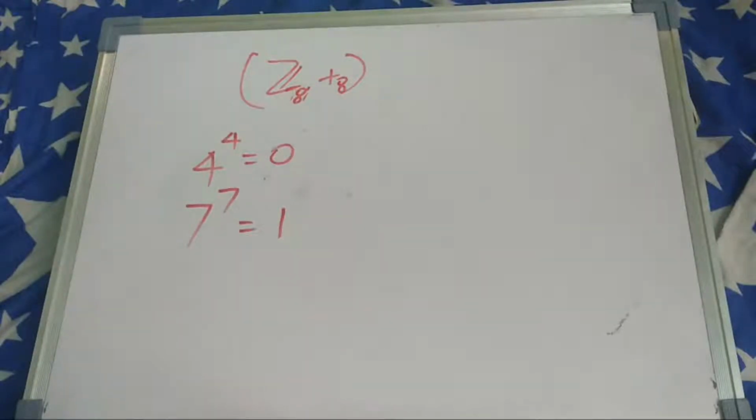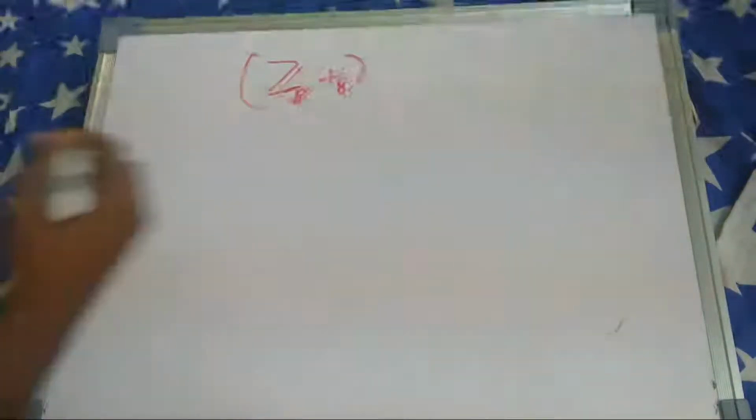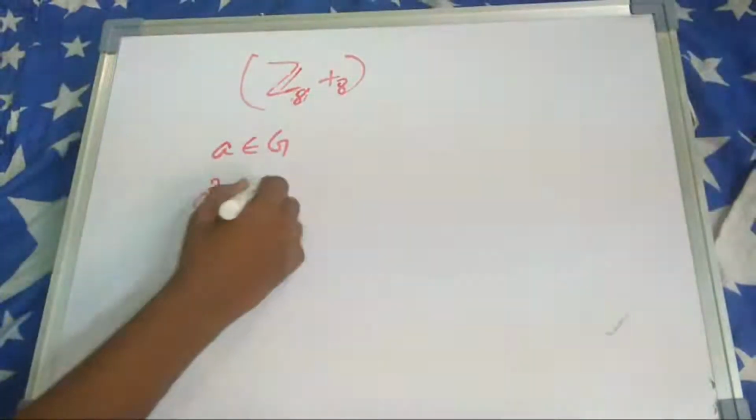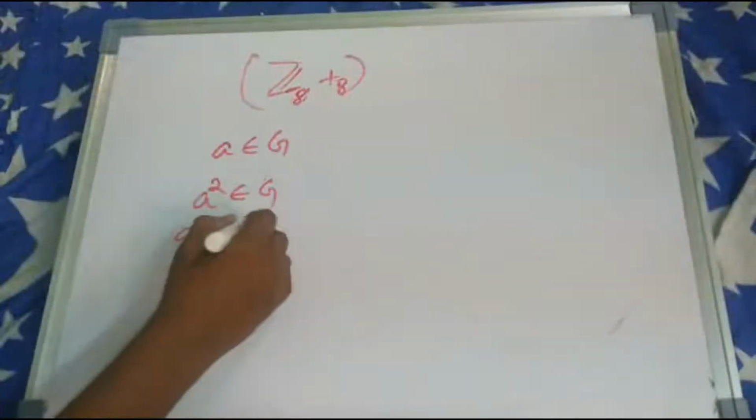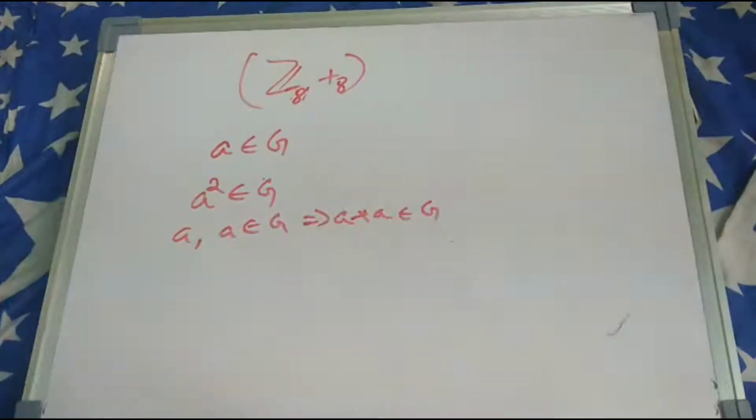So now if you look at it carefully, whatever we did in examples, whatever power we calculate is going to be lying back in the group itself. The reason is very simple. Closure property is true in a group. That is, if A belongs to group G, A square belongs to G. The reason is A belongs to G, A belongs to G, which implies A star A belongs to G. So A square is in G.